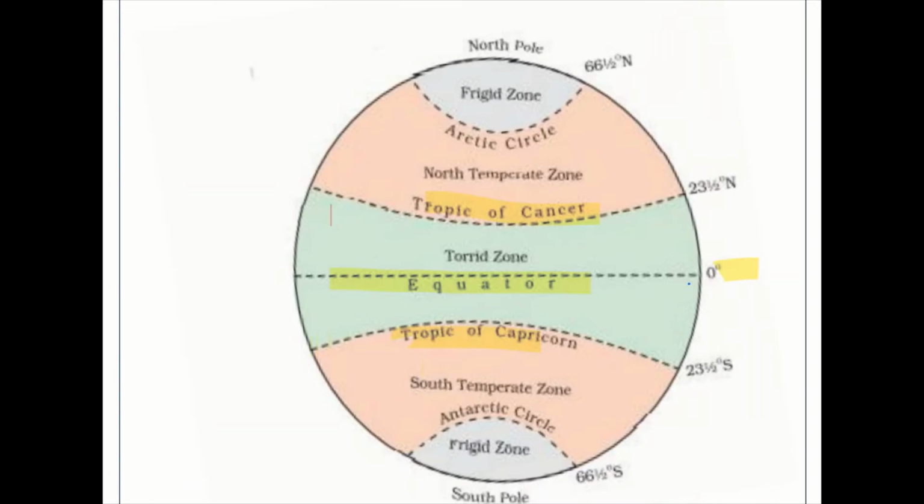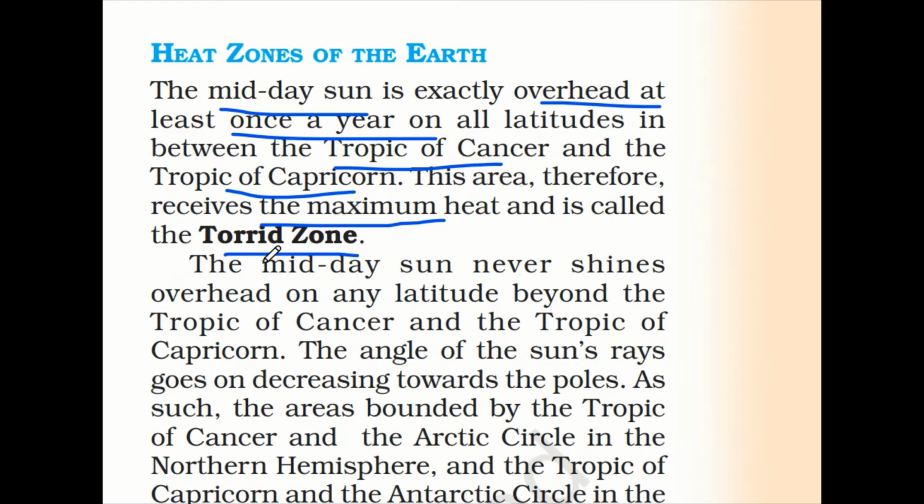And second, we can see 23.5 degree to 66.5 degree north and south region is called the temperate region. It is found in both hemispheres, northern and southern, north temperate region and south temperate region. And we can see here midday sun never shines overhead on any latitude beyond the Tropic of Cancer and Tropic of Capricorn.